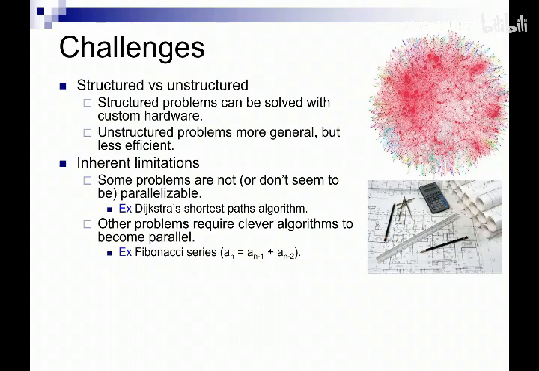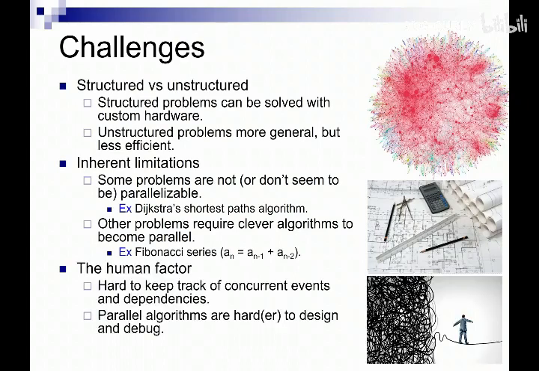So a big part of parallel computing is coming up with algorithms that can solve a problem with sufficient parallelism. But sometimes we're stuck. There are problems that nobody has been able to come up with efficient parallel solutions for, like this Dijkstra's problem.